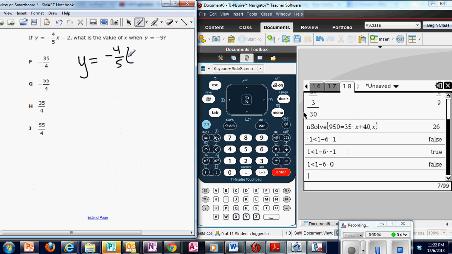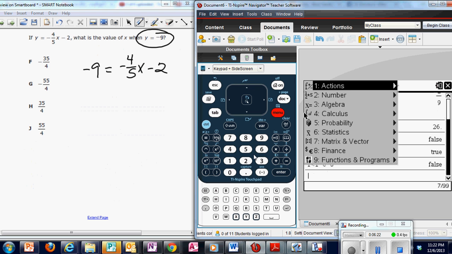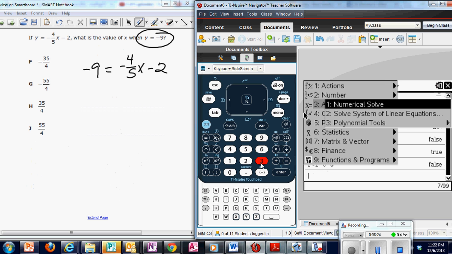Oops, hold on. I did this all wrong. Let me correct myself. Okay, I'm going to substitute y with a negative 9. Everything else stays the same. So let's go to insolve. Menu, algebra is 3, numerical solve is 1, and we type the formula.